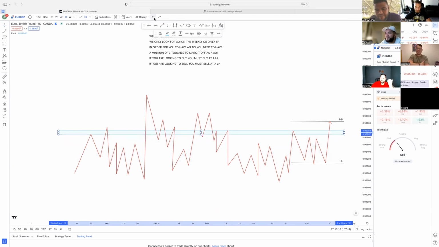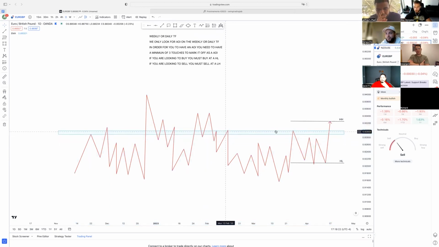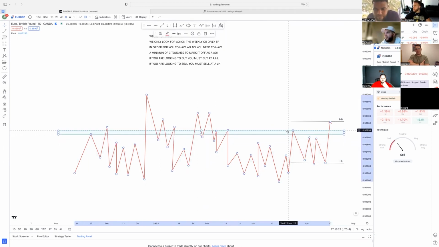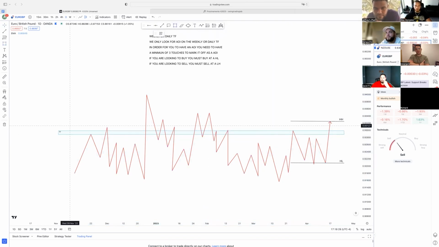Like, it only makes sense if we just bring it down to that one point right there. We already got 3 touches. We already got 1, 2, 3, and now 4. That's it. We don't really need more. The zone, the tighter the better, right? So we keep going.